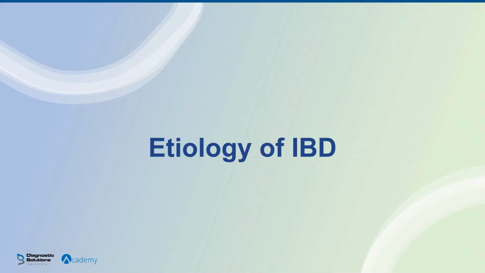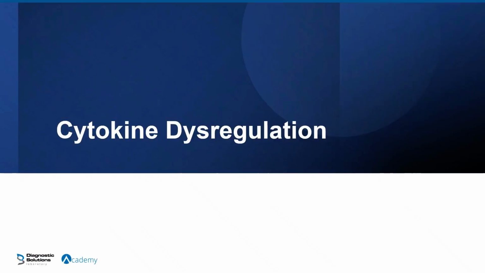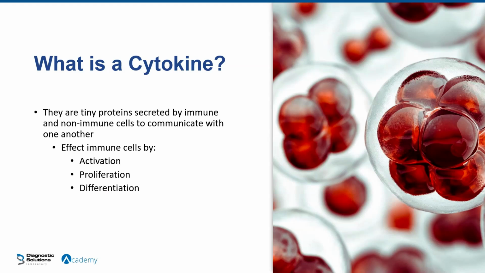Now that we've done a refresher on the immune system, let's remind ourselves about the etiology of inflammatory bowel disease. To have this conversation, we really need to begin with cytokine dysregulation. That is one of the main aspects that go wrong with this particular disease. Cytokines are basically tiny proteins that are secreted by the immune system as well as non-immune cells to communicate with one another. They play a role in immune cells by allowing them to activate, proliferate, and differentiate.